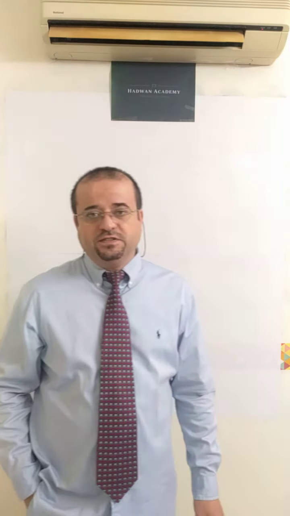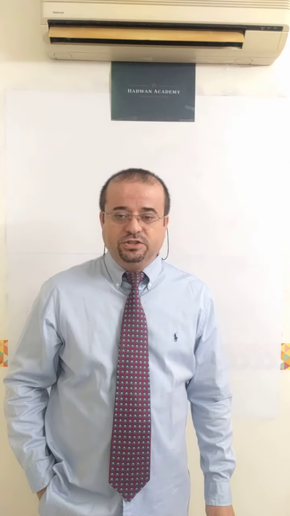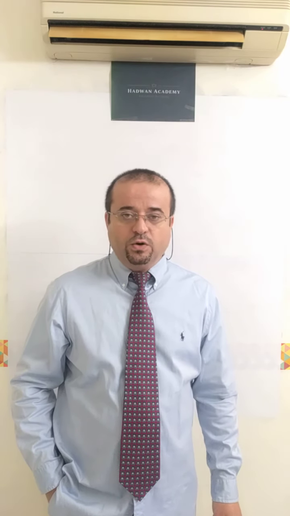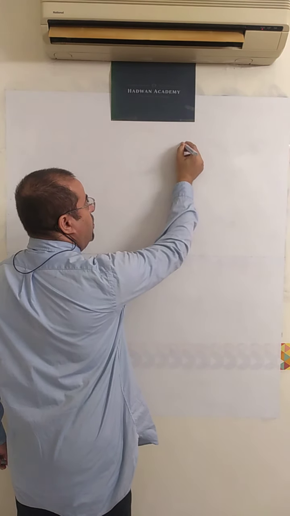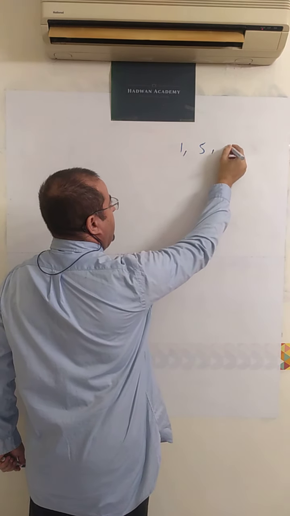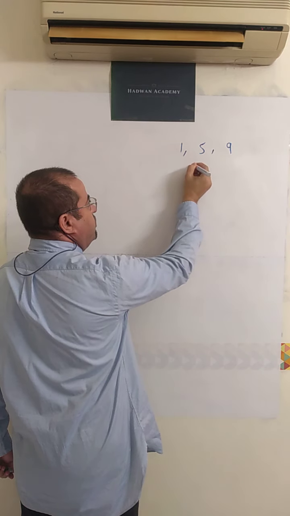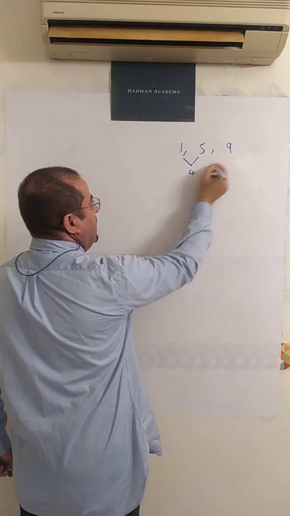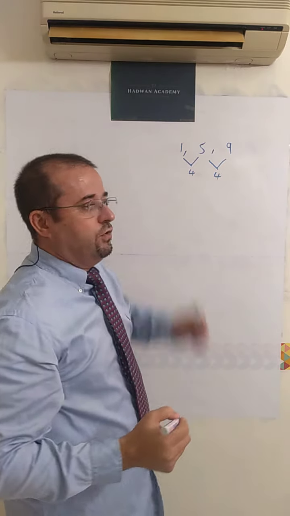The definition of the sequence is a set of numbers arranged in particular order. So like this here, if I have 1, 5 and 9, the difference between 1 and 5 is 4, and 9 minus 5 is 4. This is a set of numbers.